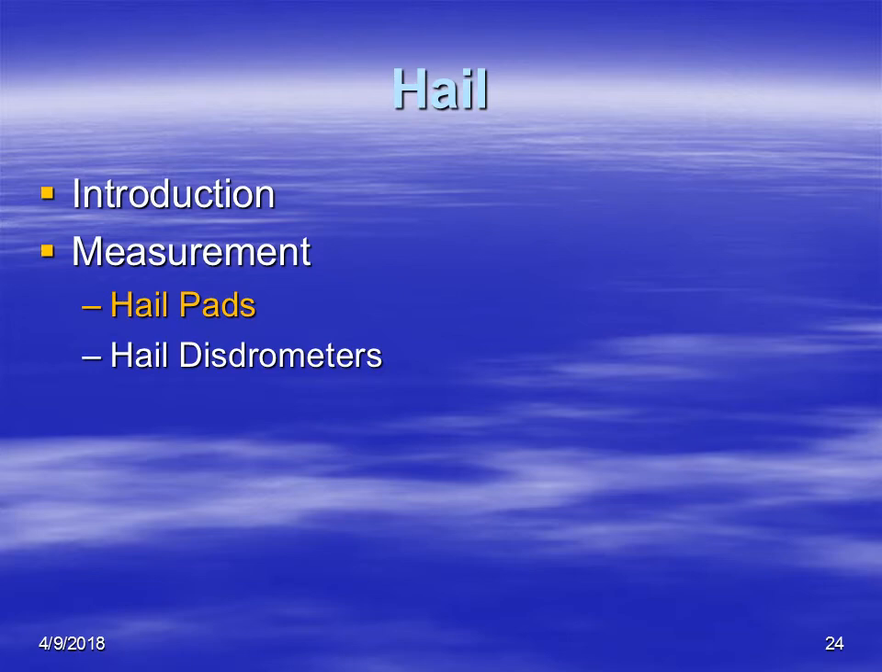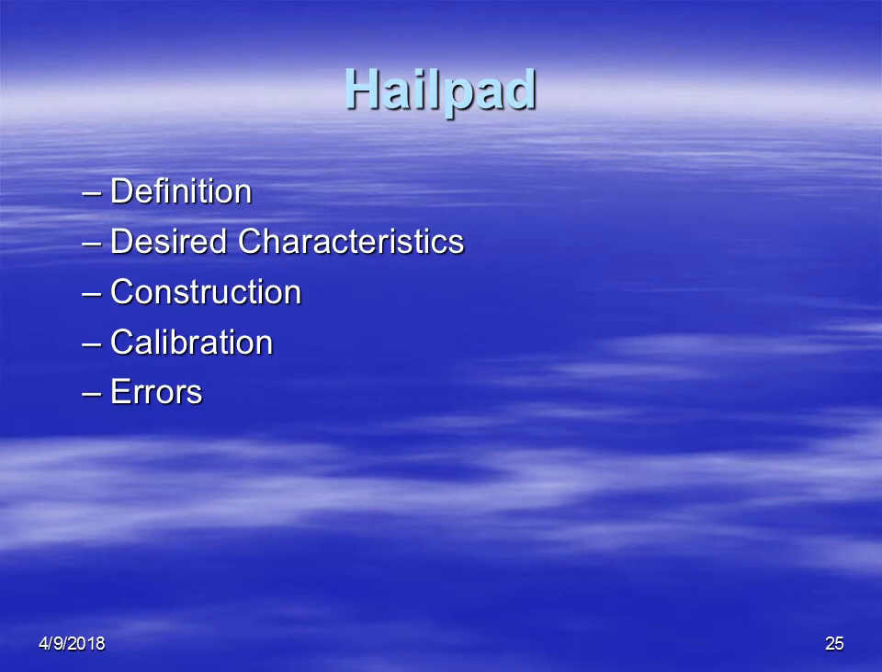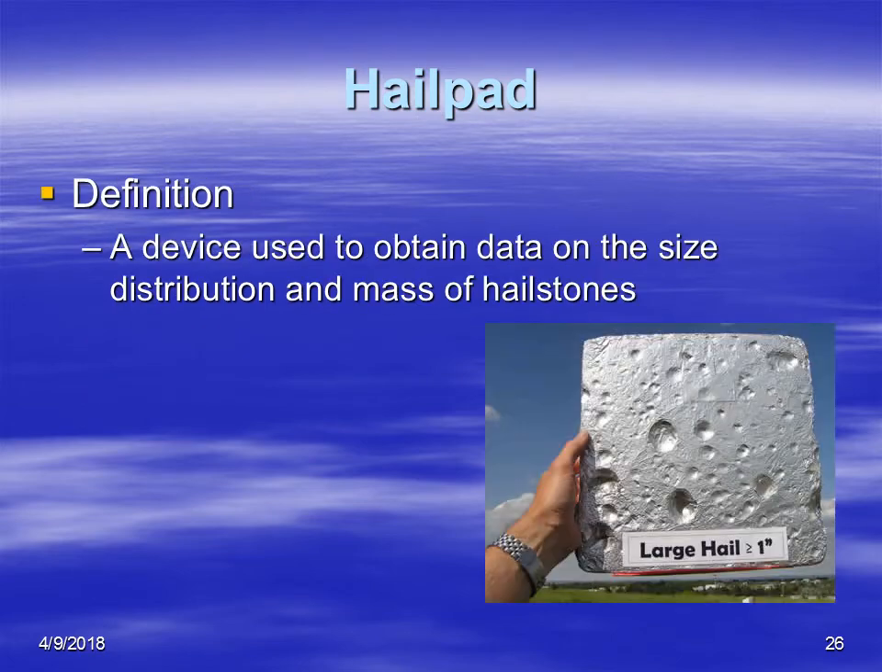Okay, so with that in mind, we're going to move on to how we measure hail. And there are 2 different methods. One is a hail pad, another one is a hail barometer. A hail pad, by definition, is a device that's used to measure or obtain data on the size, distribution, and the mass of hailstones. Size distribution implies that there are many different sizes of hail, and hopefully we can measure that with the hail pad.